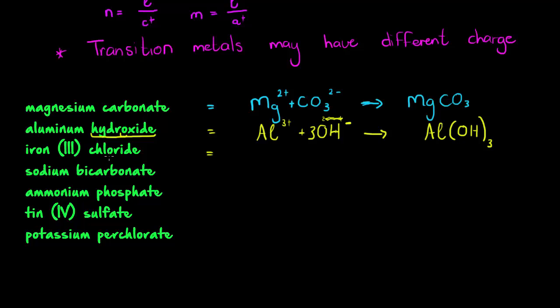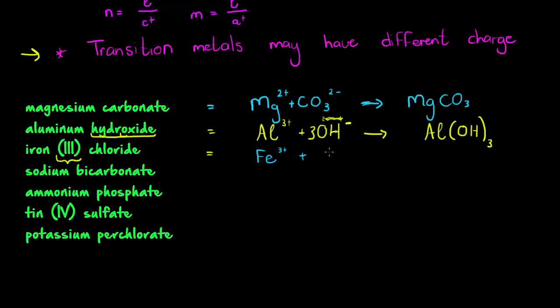Okay, iron 3 chloride. What is this 3 all about? Well, this is exactly what I meant here. With the transition metals, they have to give us the charges. Iron may have different charges at different times. Iron 3 means we are working with an ion that has a charge of 3. So I've got iron 3, my cation.